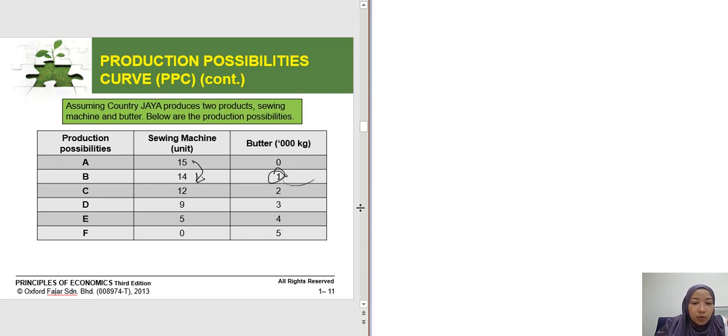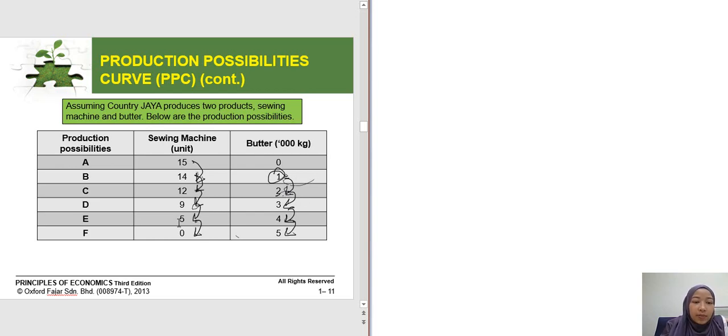And if you want to produce more butter, from 1000 kg you want to add, now your production becomes 2000 kg. So you have to reduce the production of sewing machine some more. Now you can only produce 12 units of sewing machine. And as you add more and more production of butter, you have to reduce the number of sewing machines that you can produce.